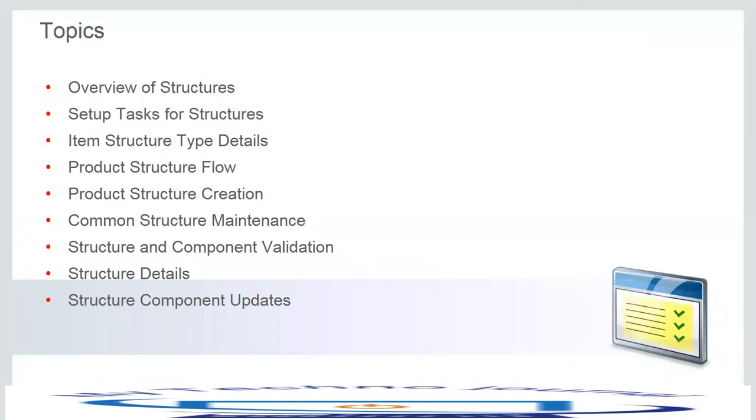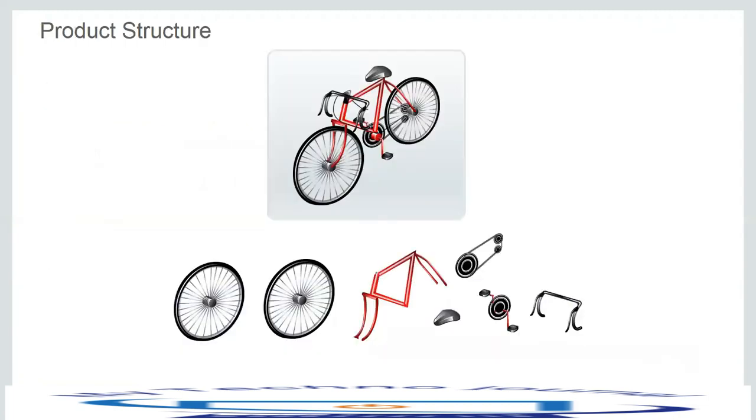The first topic is on overview of structures. As part of this section, we'll be discussing the product structures and what they mean in Fusion applications. As you could see in this particular diagram, it depicts the product structure of a bicycle. So you could see the various parts of a bicycle. And we will also discuss the reference designator nodes as well, which is relevant for an assembly.